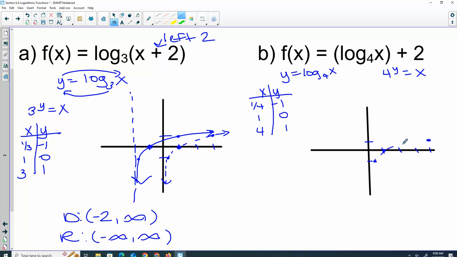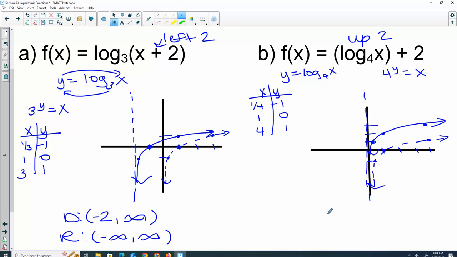Did everybody get your parent function correct? What's my transformation? Up 2. So if you move each of those points up 2, does that move my asymptote? No, it's a vertical asymptote, so it's only going to move if we go left or right. And since we didn't, it's still just right here.